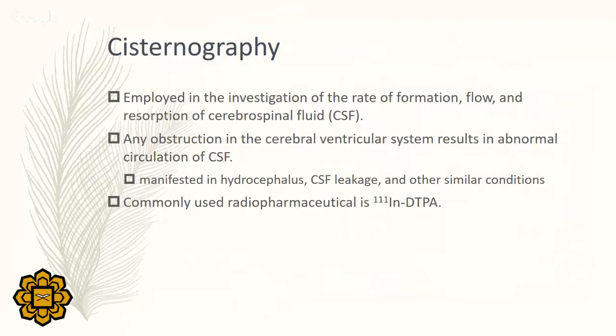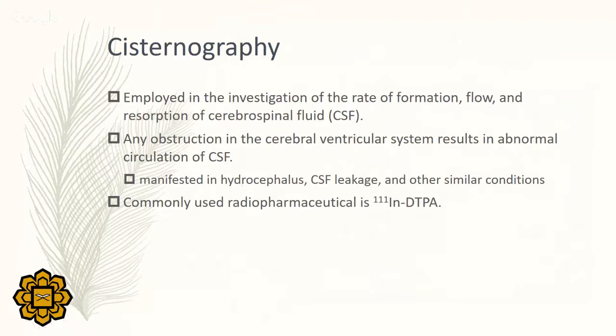What you found here is any obstruction in the cerebrovascular system will result in abnormal circulation of CSF. So any obstruction might be caused by hydrocephalus, CSF leakage, or other similar conditions. So this will cause an abnormality or obstruction in the system and also result in abnormal circulation of CSF.